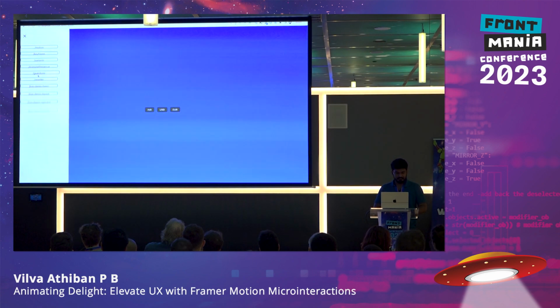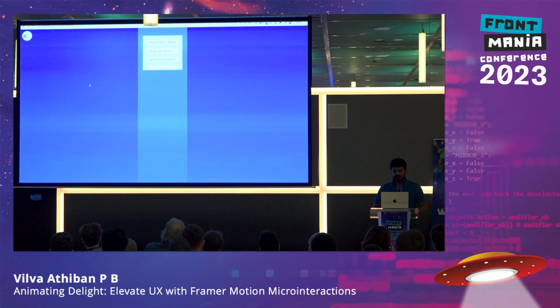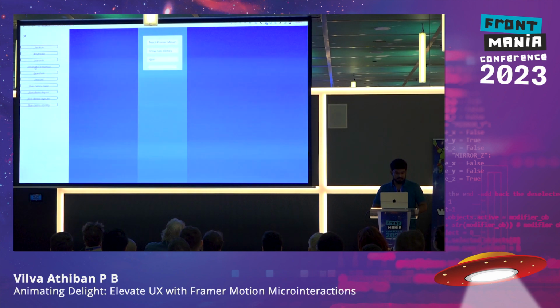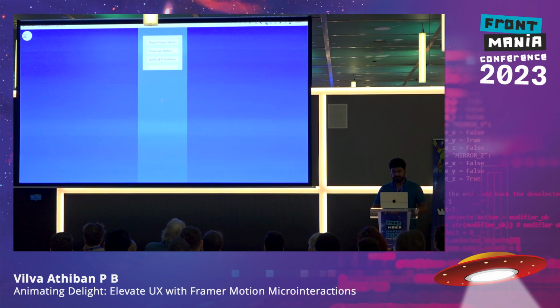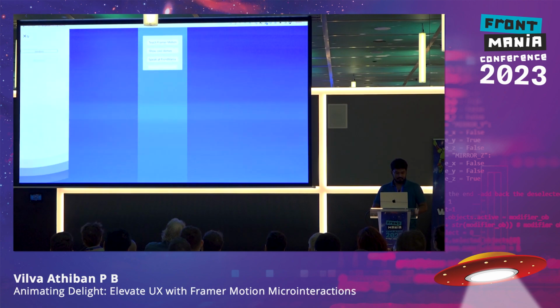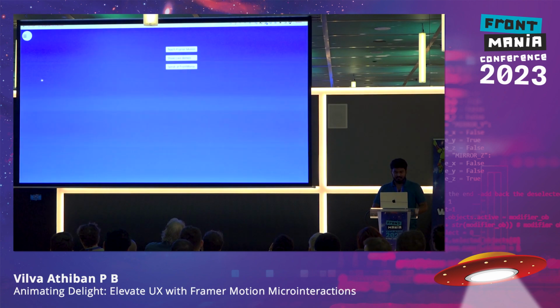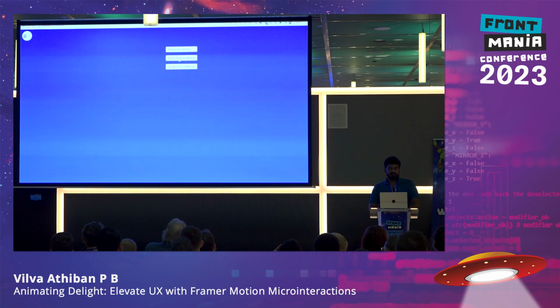Oh, sorry, I clicked something else. So this is the animate presence. I add a new one. It just slides in. I click on something. It just slides out. And gesture, the same thing, but on hover, it just zooms in. Reorder, just simple as that. Awesome. So this is the demos part.